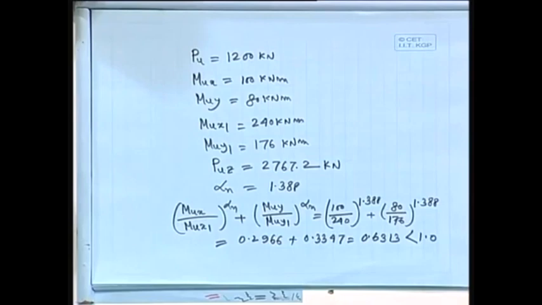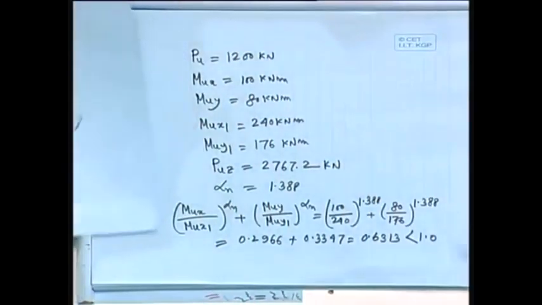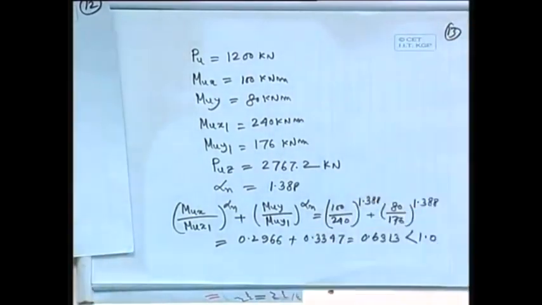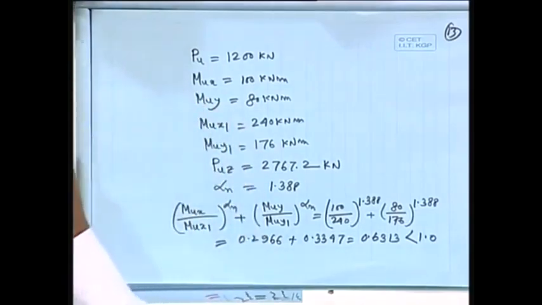We cannot say it is economic, but at least we can say it is safe. So we can reduce the section and try to find out whether we can make it a little bit less. Instead of 450, we can try say 350 by 450, like that we can try. So this is the thing that we do for biaxial bending.